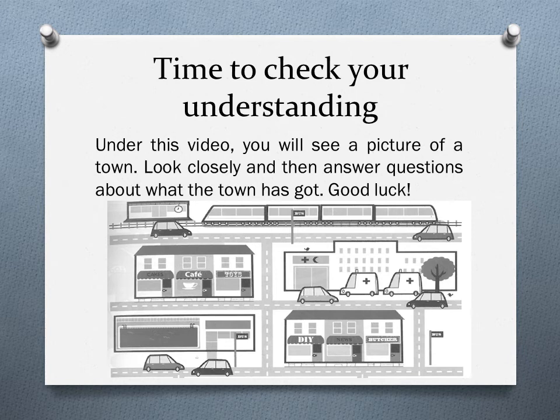Alright, it is time to check your understanding. It is just like the exercise you did before where you looked at Top Town and then answered questions about whether Top Town has restaurant, cafe, etc. Right? So you have another picture of a town here and you will have to answer questions about this town under this video. As you can see, this town has a train station, it has a cafe, it has shops and hospitals. There are roads as well, right? So it's going to be easy for you. Good luck.